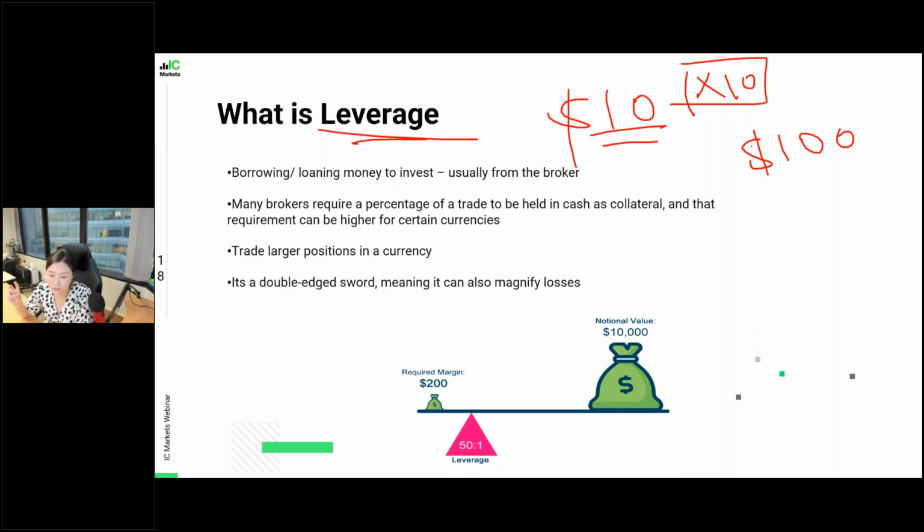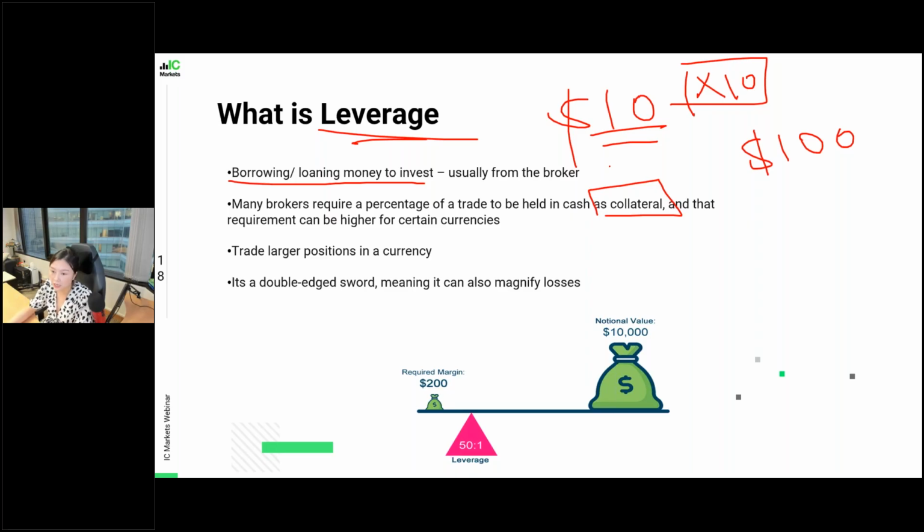So essentially you are borrowing from the broker, loaning money to invest. Many brokers require a percentage of the trade to be held in cash as collateral. Technically that is your margin. I will explain what margin is in the next slide. But leverage means that you borrow money from the broker, to essentially blow up your account, right?